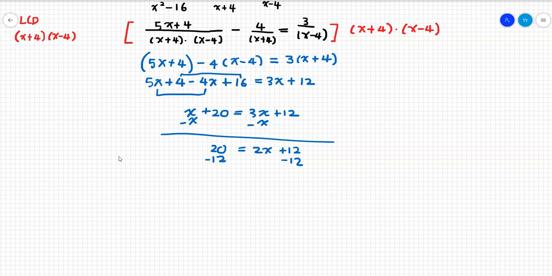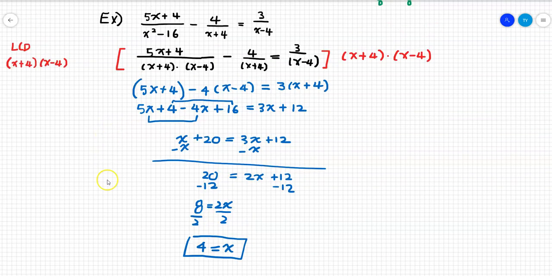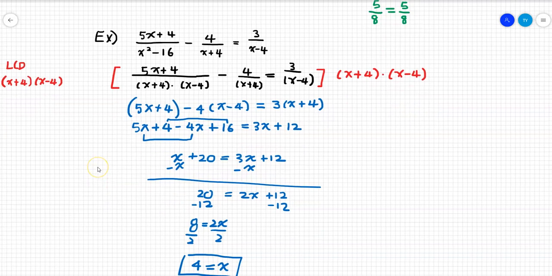So on the left hand side we get 8. On the right hand side is a 2x. Now we're going to divide it by 2. So we get x equals 4. Now we're going to have to go back to the original rational equation and see if this makes sense. So we're just going to plug this in. We're going to try x equals 4. So let's plug that in.